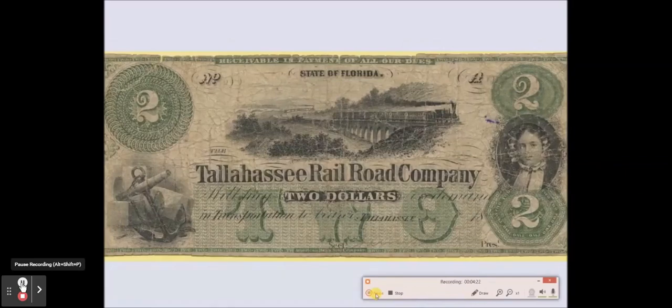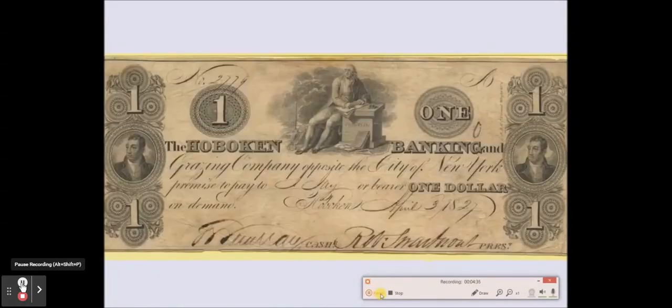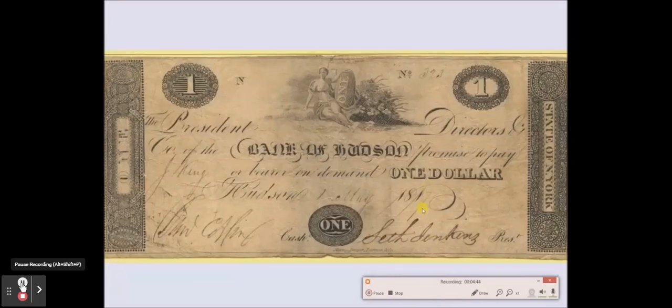Okay, I saved this image because once again you have this style of bridge here. This is the Tallahassee Railroad Company, American Banknote Company. This is pretty old. This is from 1827 in New York. This is from 1817, the Bank of Hudson, so New York.